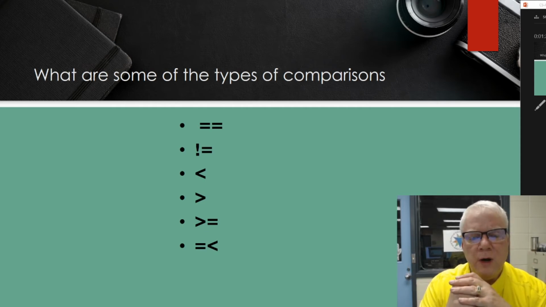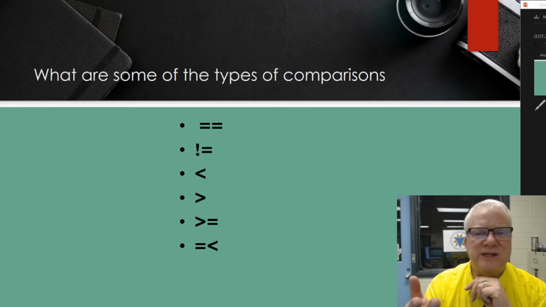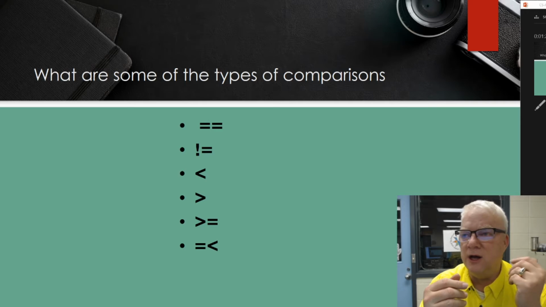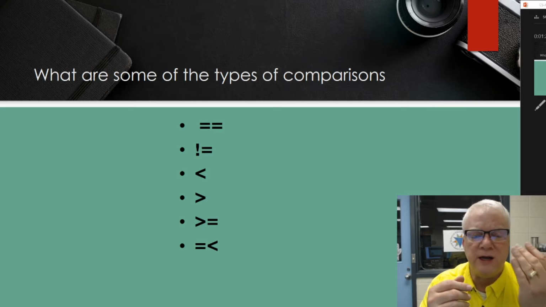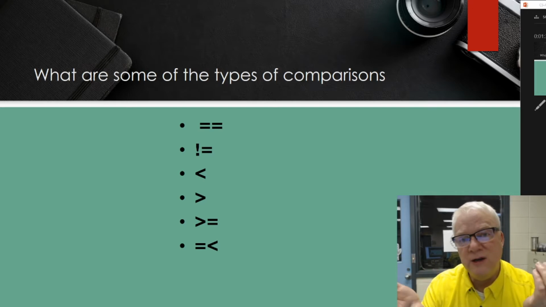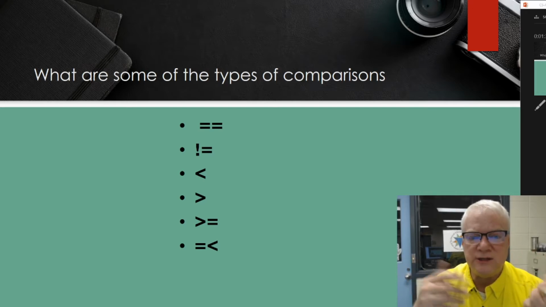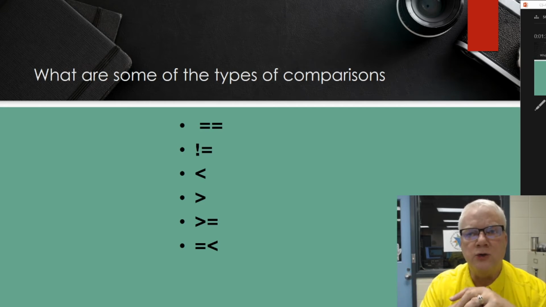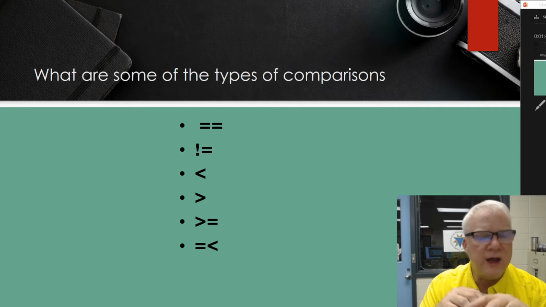Okay, and so the next one, of course, is just a less than sign. Is the item on one side, let's say it's 6, and the one on the other side is 7. Is 6 less than 7? Yes, it is. That would give us a true answer there. If it was 6 and 6, it would say no, those aren't less than. And then, of course, the greater than, which is the next sign. You're all familiar with that.